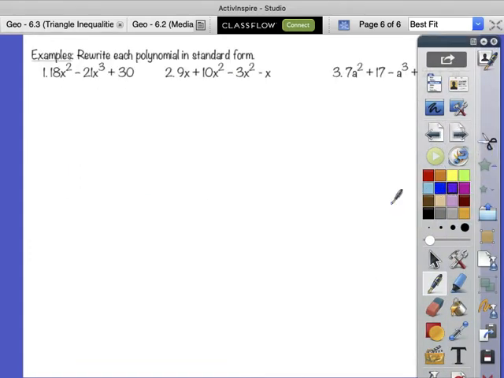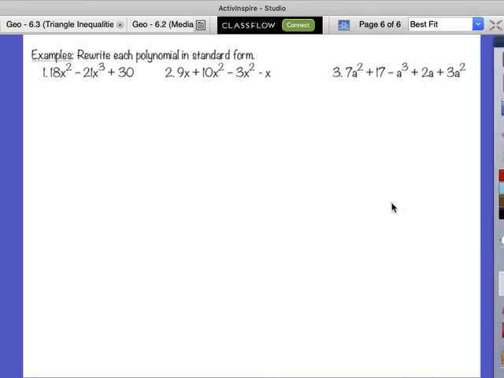Yeah, this is the short lesson. Okay, we even took that time out to do the math kind of course tree, and we're almost done already. So we're going to rewrite each polynomial in standard form. We don't know what that means yet.